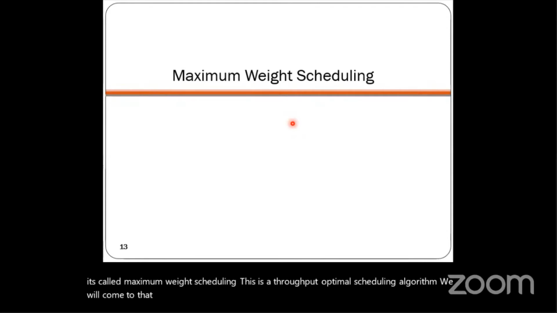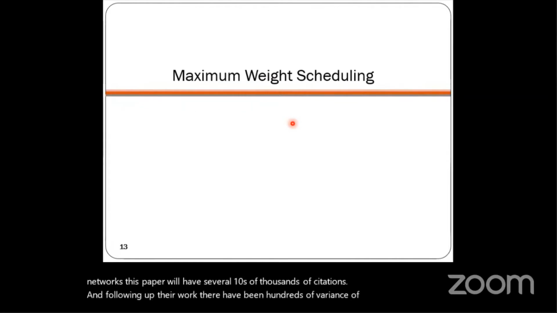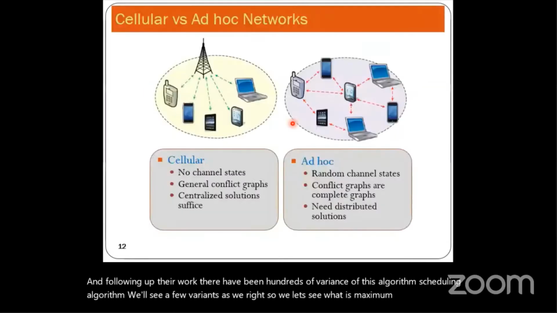This algorithm was proposed in the early 90s by two gentlemen, Tassiulas and Ephremides, and this is maybe the most looked upon thing in communication networks. This paper has several tens of thousands of citations, and following up their work, there have been hundreds of variants of this scheduling algorithm. We will see a few variants as we go along. So let's see what maximum weight scheduling is. Recall this example.